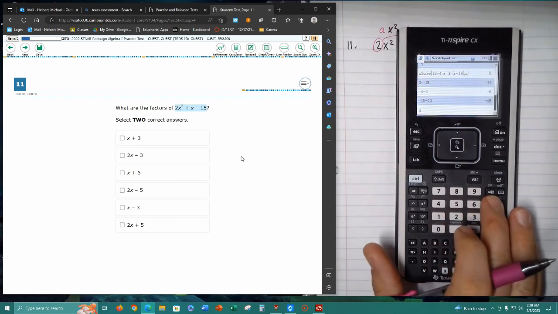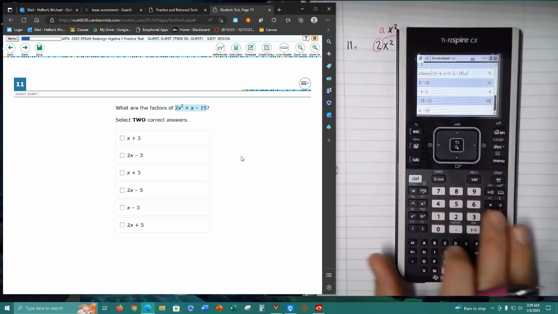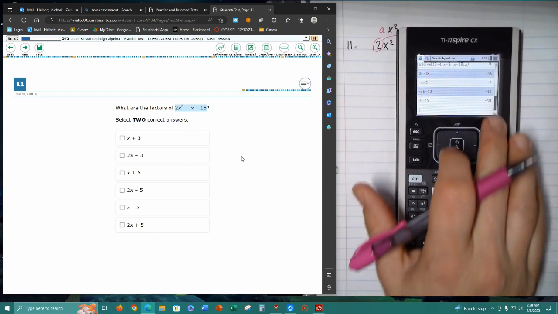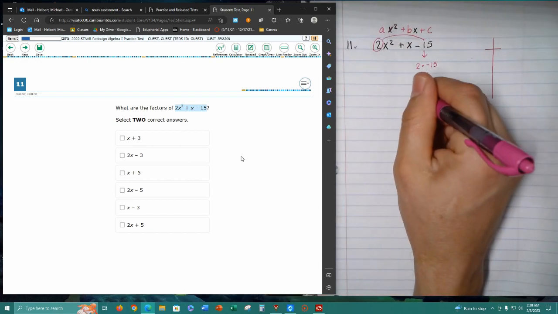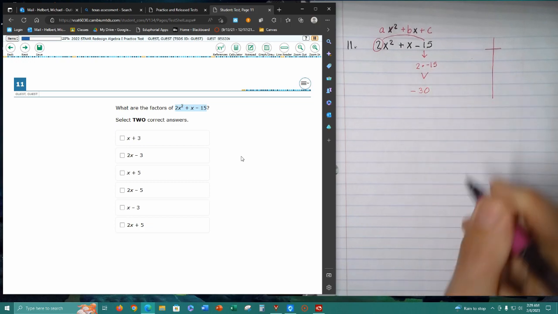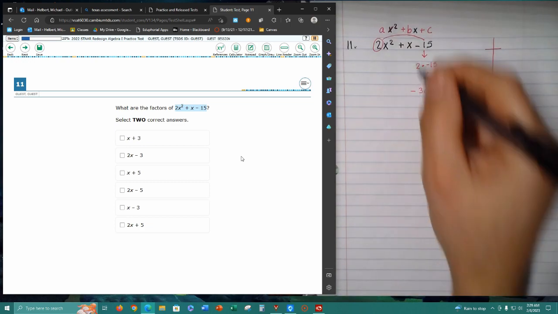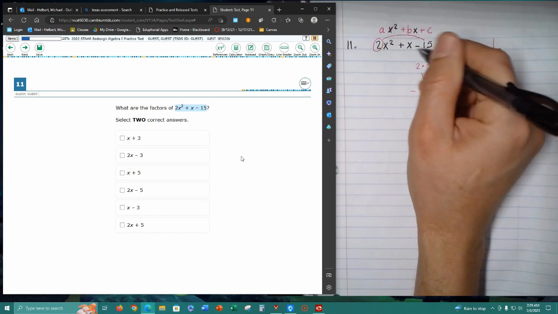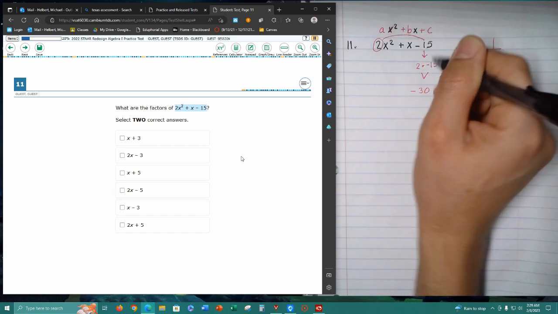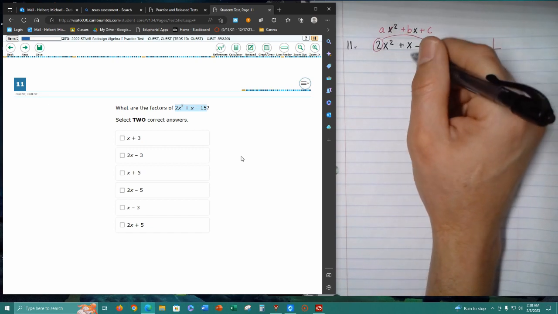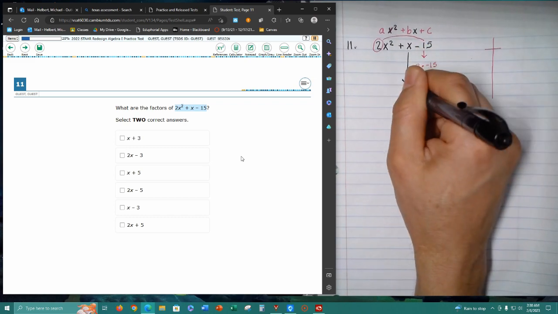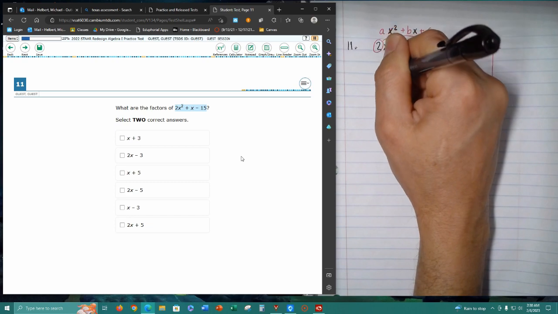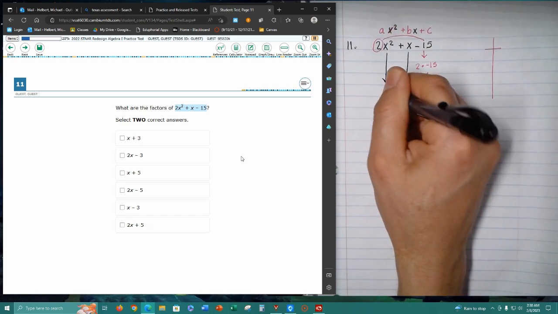Alright, I'm going to do 2 times negative 15, and that gives me negative 30. So I'm going to go ahead and write that down. This became negative 30. Now what I'm going to do is ignore this 2, because we just used it to multiply it to c, right? We said a times c. So I'm going to bring down the x squared.